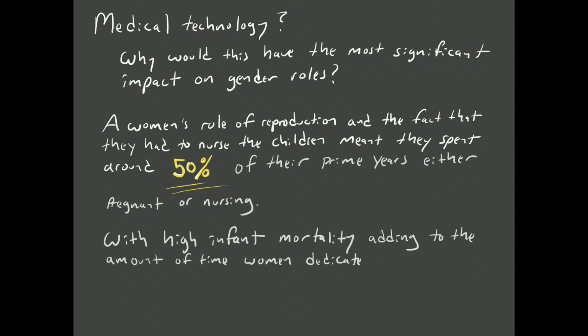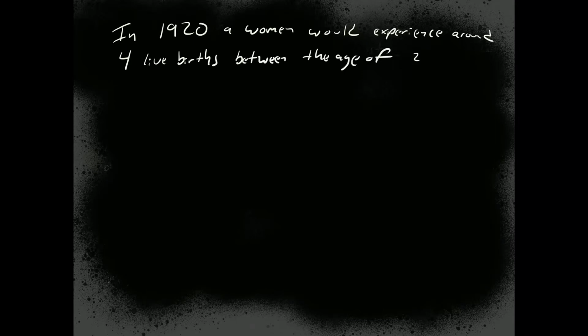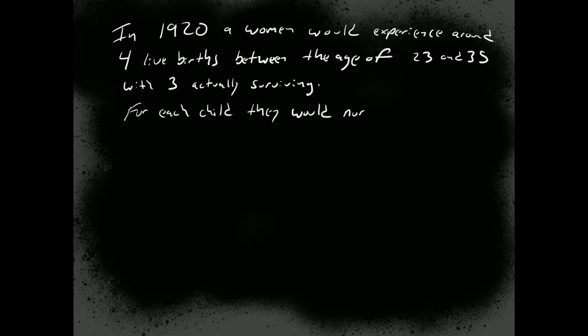And being pregnant was dangerous. Giving birth was dangerous. It was extremely dangerous. In the 1920s, women would experience 4 pregnancies, 4 live births between the age of 23 and 35. And typically it was 3 that would survive. So a woman was pregnant 4 times to have 3 children. And it was dangerous. It was physically dangerous.